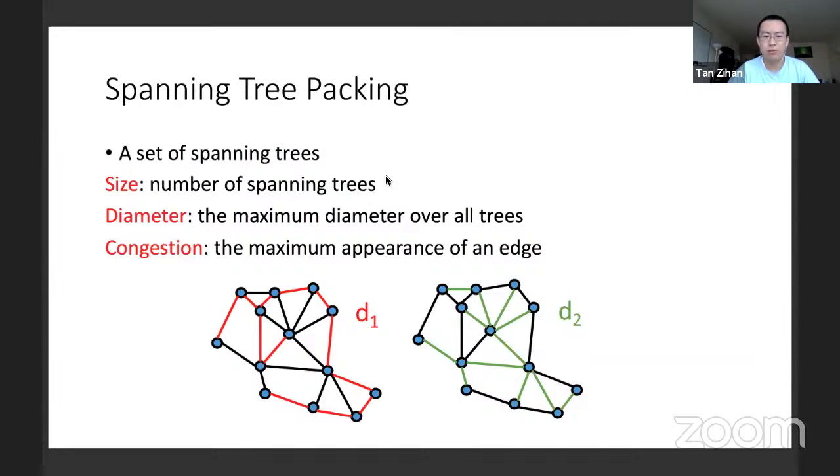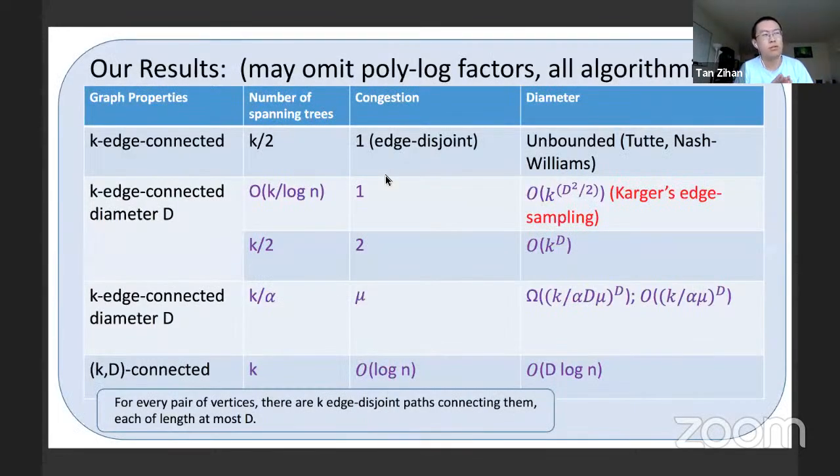Basically, if we say that a packing has congestion C, then it means that every edge appears in at most C of the trees in the spanning tree packing. Okay, so if you want a graph to contain K disjoint spanning trees, then the graph has to be K edge connected. So in this work, we consider the case that, given a K edge connected graph, what kind of spanning tree packing can we find?